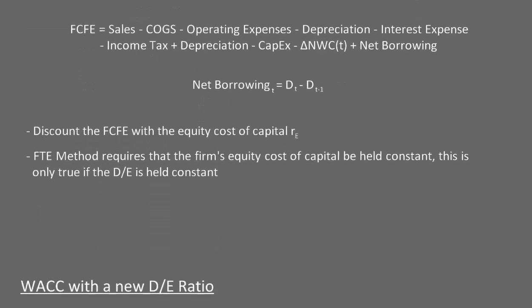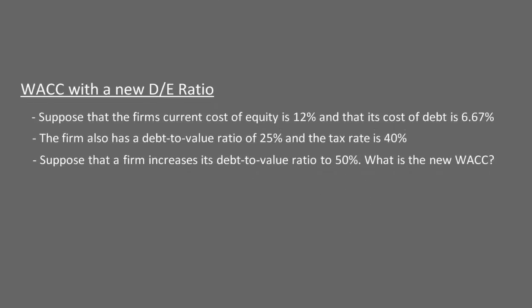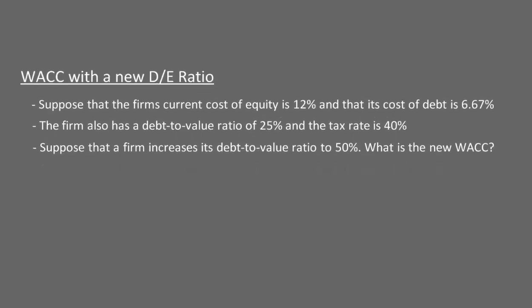So moving on, we'll cover a commonly tested question and actually a common mistake that a lot of students make. So suppose a firm has a current cost of equity of 12% and a cost of debt of 6.67%. The firm also has a debt to value ratio of 25% and a tax rate of 40%. You are asked to calculate the new WACC, assuming that the firm increases its debt to value ratio to 50%.